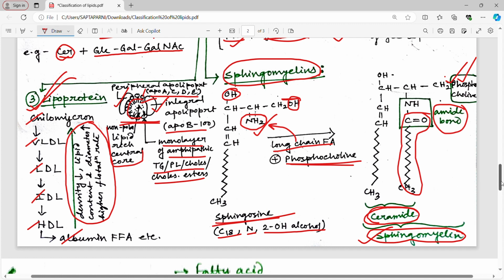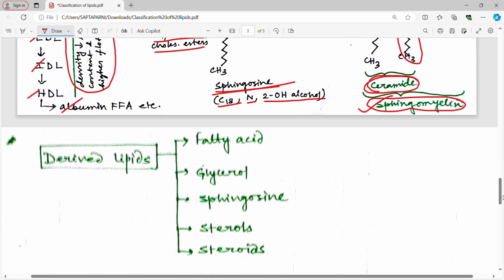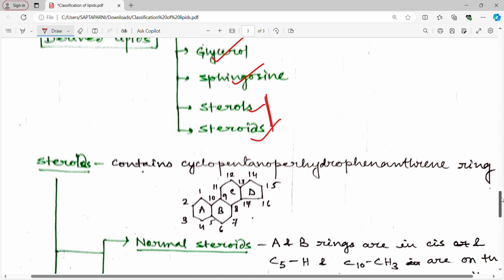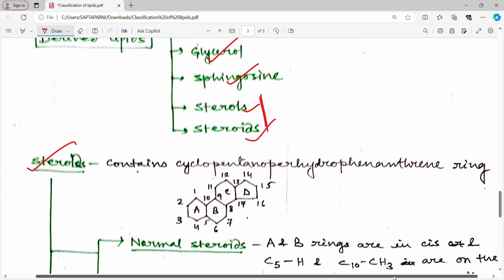Now coming to the derived lipids, the third type of lipids. Derived lipids are all those lipids which are formed from the hydrolysis of lipids, like any types of fatty acid, that could be saturated or unsaturated, glycerols, sphingosine, that means any kind of alcohol, and sterols and steroids. So here we will be focusing on sterols and steroids. What are these? Steroids, first of all.